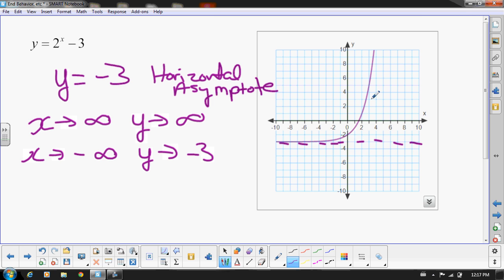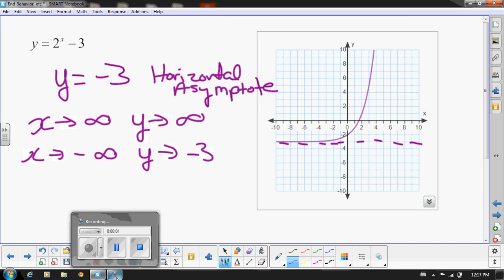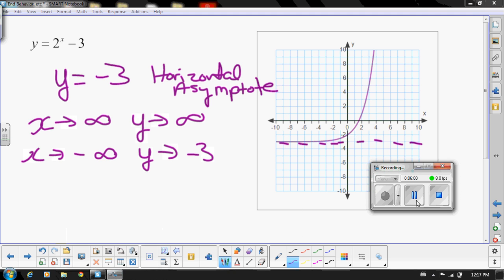There are no minimums or maximums here, because this value keeps getting closer and closer to negative 3 without actually reaching it. And going to positive infinity, it keeps getting larger and larger. Hopefully this helps you identify behaviors a little bit better. If you still have difficulty, please let me know and I can try another approach.